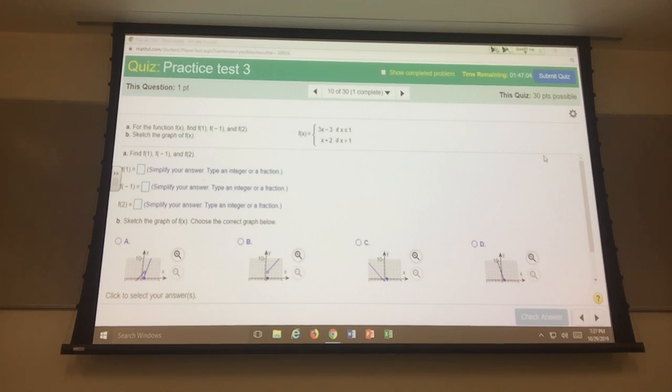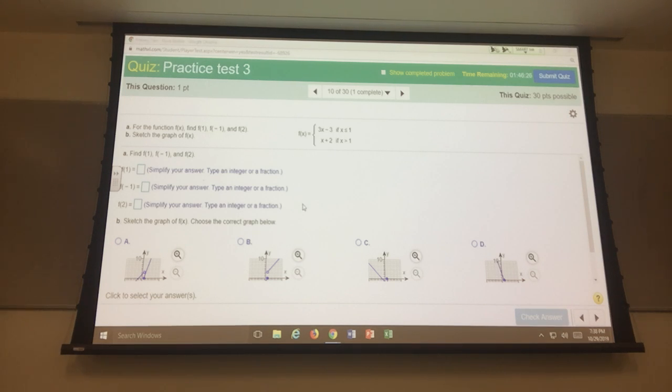Then, what about the second piece, where we're plugging in negative 1? The first one again, right? Because negative 1 is less than or equal to 1. So, 3 times negative 1, negative 3, minus 3, negative 6. Yep. What about this third one, where x equals 2? The second one, because 2 is greater than 1. So then 2 plus 2 is 4.